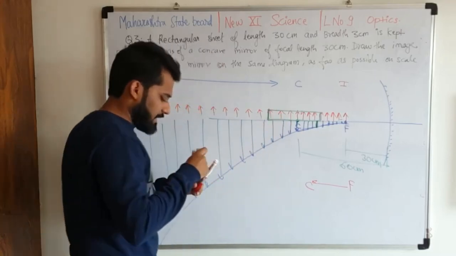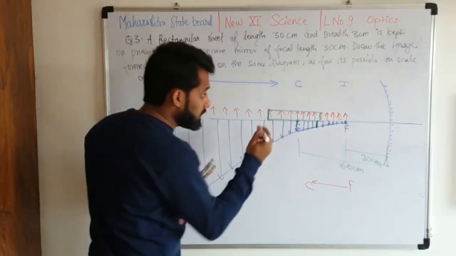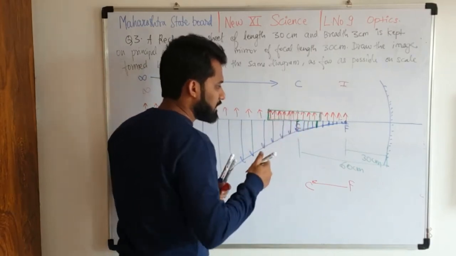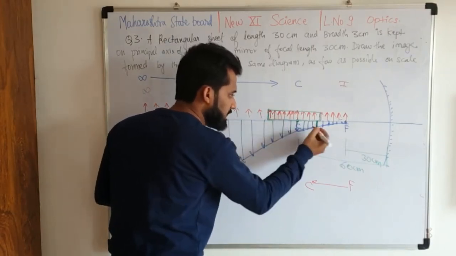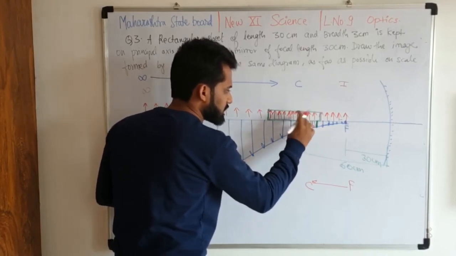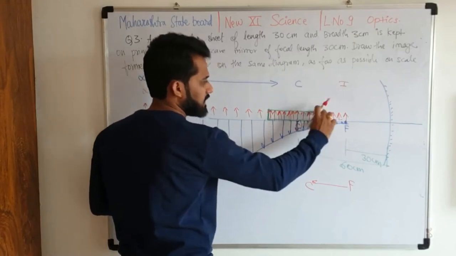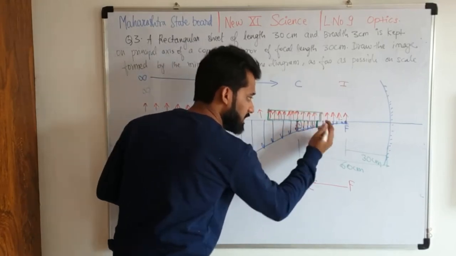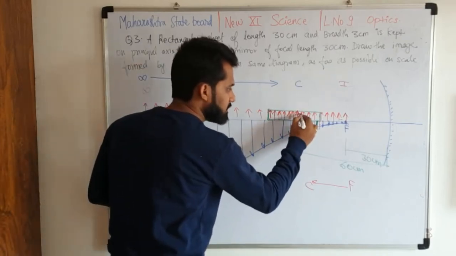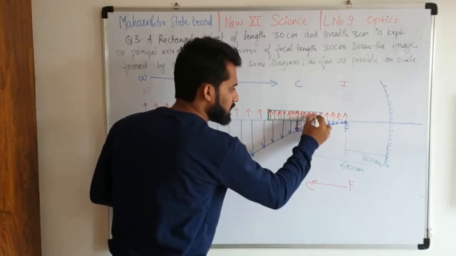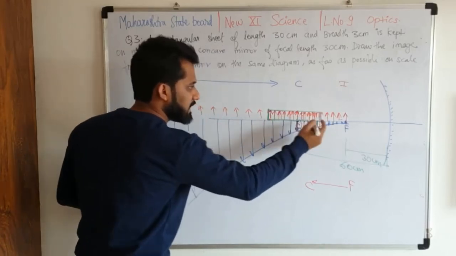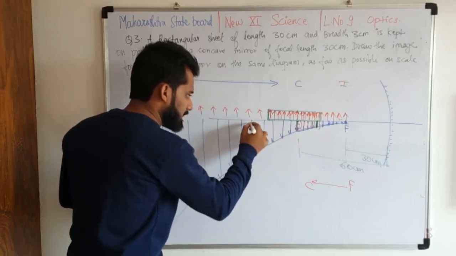And if I start plotting the images of all the objects in between, what will I get? As I approach C, the images will be like this. I will reach C, so its size is 3 cm as given. This will also be 3 cm, but this will be less than 3 cm. And further, if I keep the journey towards the focus, the image size will keep on increasing. It will grow till, let us say, this point.